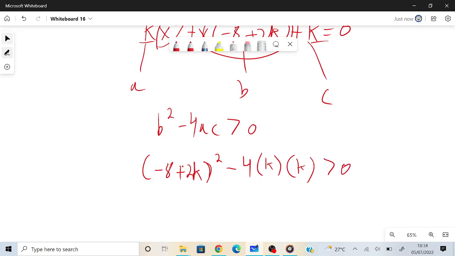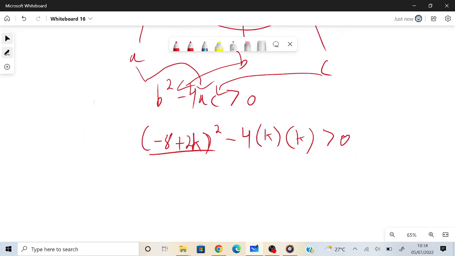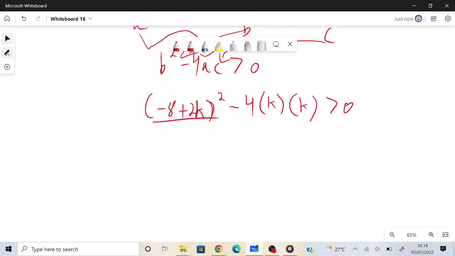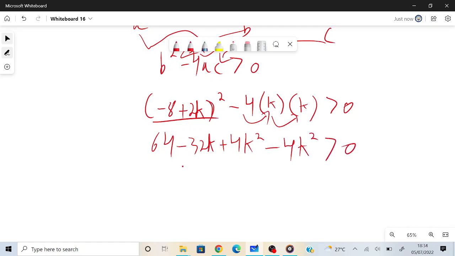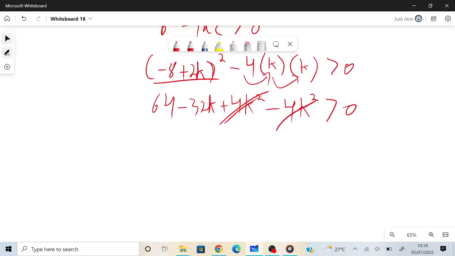So all I do is I simply substitute the a over here, the b over here, and the c over here. Expanding this, if you are not sure on how to expand brackets, do watch my video on expansion of brackets. Expanding this is 64 minus 32k plus 4k squared, and then this is minus 4 times k is minus 4k, and times k again is minus 4k squared, greater than 0. So this and this would cancel out, because plus 4k squared and minus 4k squared is 0. So this becomes easier for us.